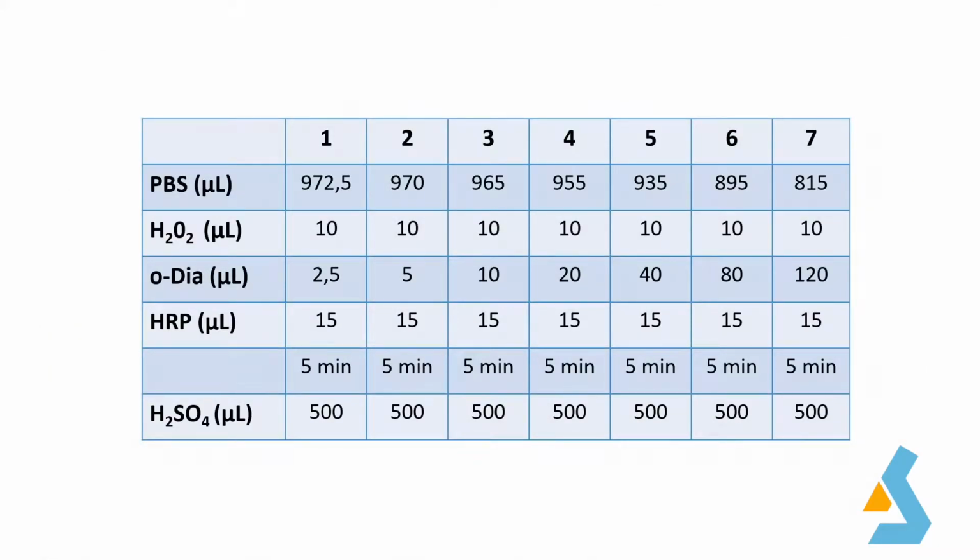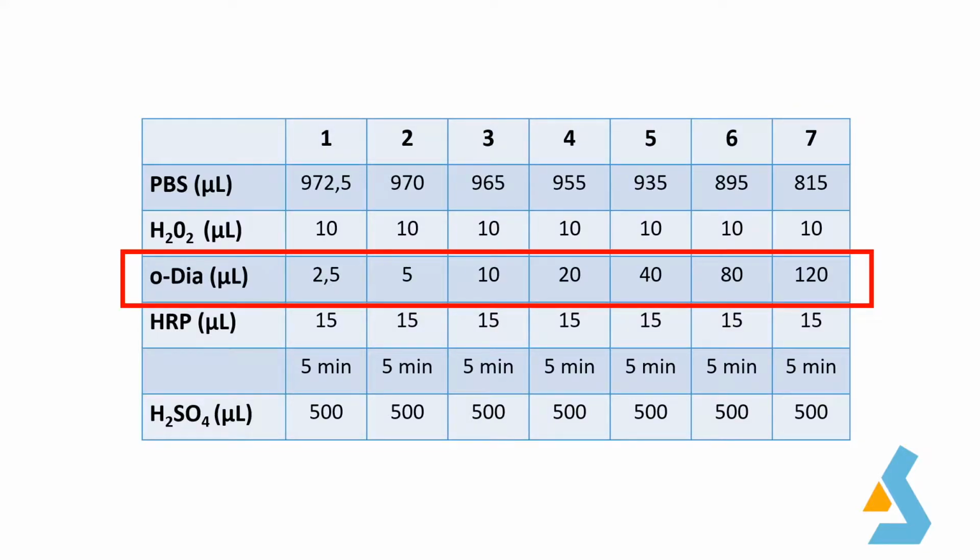While doing the experiment, we will follow this table. As you can see in the table, only the concentration of the substrate changes. We will add PBS, o-dianisidine, and hydrogen peroxide to each tube, and then we will add horseradish peroxidase enzyme at the end. Then we will wait for 5 minutes for each tube to let the oxidation reaction be completed. After that, we will add sulfuric acid to stop the reaction in each tube. Later, we will measure the absorbance values for all the samples.